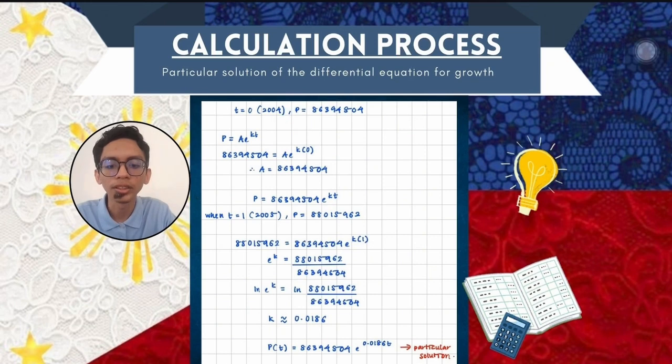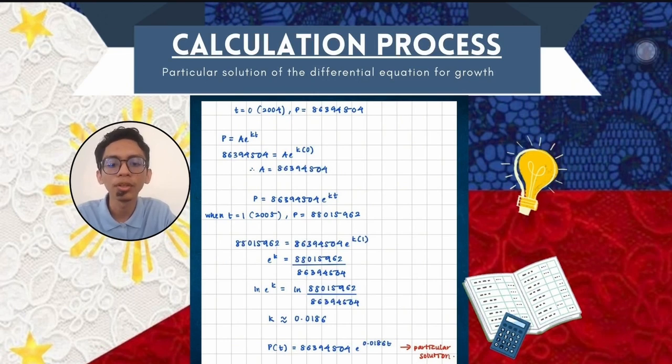To find our constants, we define our initial condition at t = 0 corresponding to the year 2004. At this point, P = 86,394,504. By substituting this into the general equation, we find that our initial value constant A is exactly 86,394,504. So next, we solve for the growth constant k.